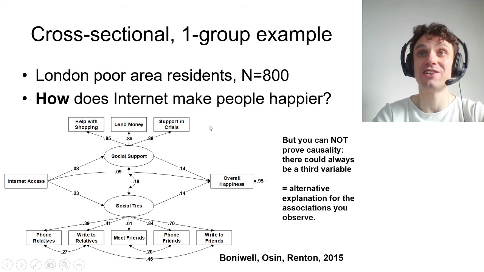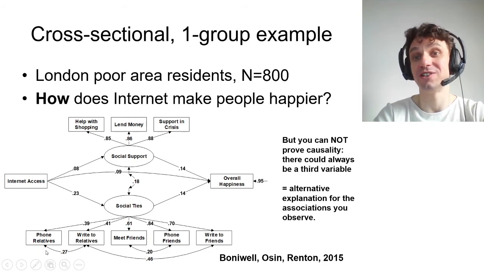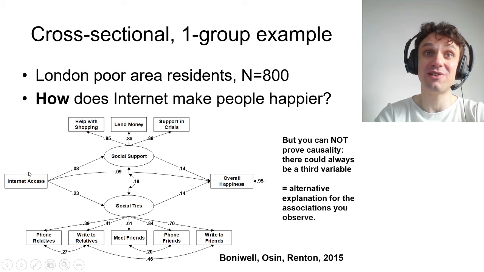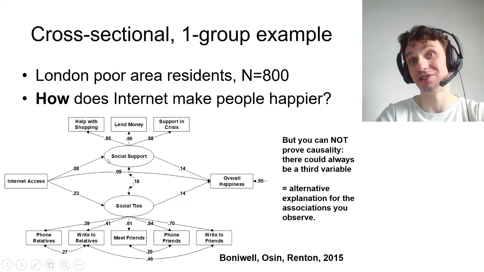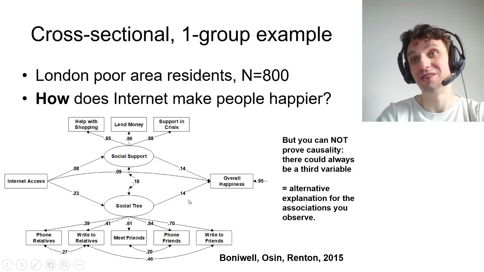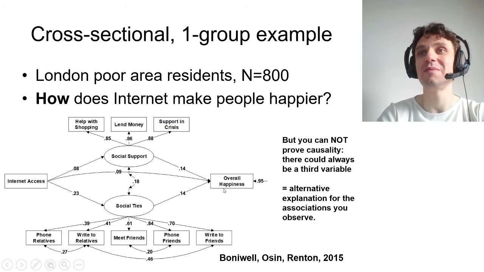And those were 3 questions that we used as measures of social support. And we also had 5 questions that we used as measures of social ties. How often do you phone relatives, or write to relatives, or meet friends, or phone friends, etc. And we found that people who have internet access at home are more likely to have better social support, and they are more likely to maintain stronger social ties. And those 2 variables predicted their happiness.